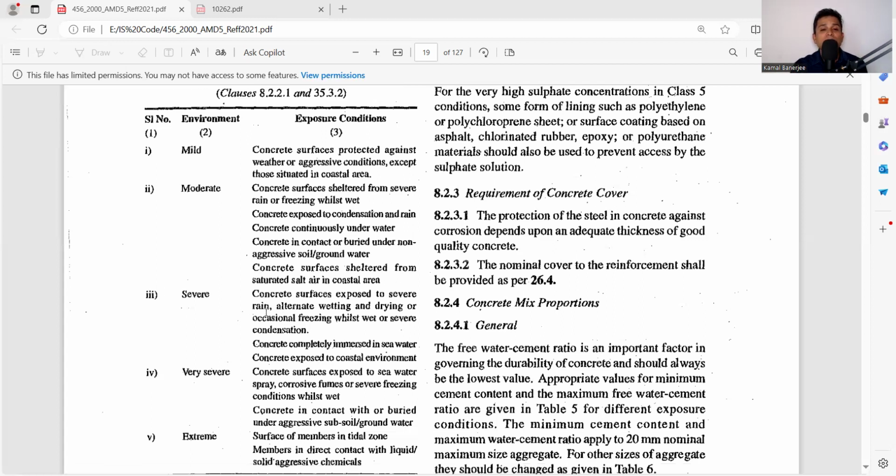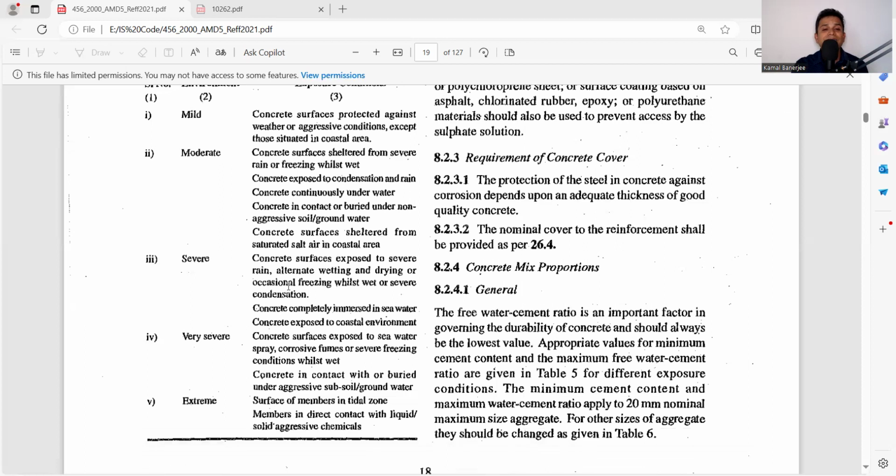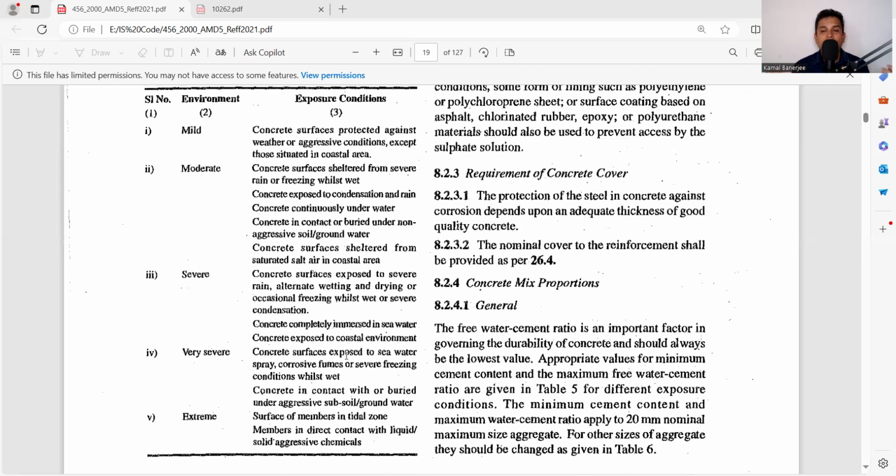And what will be the severe? Concrete surface exposed to severe rain, alternate wetting and drying or occasional freezing, that will be the severe. And very severe: concrete surface exposed to seawater spray, corrosive fumes and severe freezing condition with wet. Now what is the extreme condition? Surface of members in tidal zone, members in direct contact with liquid, solid, aggressive chemicals. Now we know our location and our exposure condition.